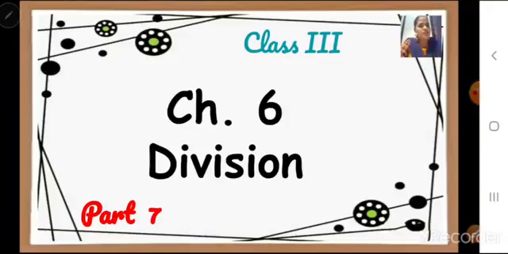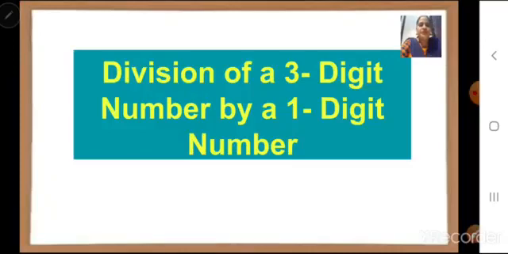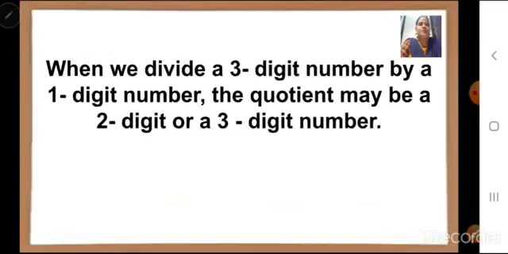Let us continue with our chapter number 6, division. Children, today we are going to learn division of a 3-digit number by a 1-digit number. In our previous class, we have learned division of a 2-digit number by a 1-digit number. So today we are going to see how to divide a 3-digit number by a 1-digit number. When we divide a 3-digit number by a 1-digit number, the quotient or the answer may be a 2-digit or a 3-digit number. Okay.